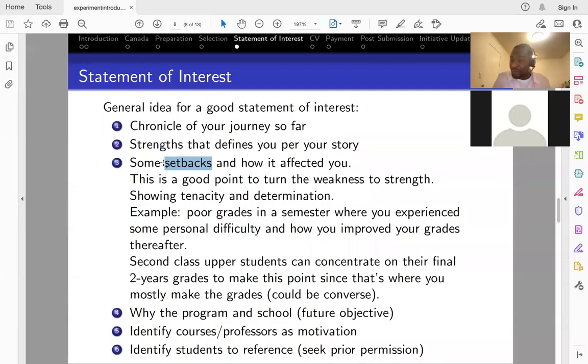Tell them that, hey, even though my certificate shows that I'm a second class upper student, it doesn't tell the whole story. It is due to this, that. So I'd like to give you guys a personal story as to how I formulated my statement of interest. As a business student coming from high school, you come to Legon. They give you a different program, you can't start, you're somewhat confused, not so motivated to take it. You just take it as it is.